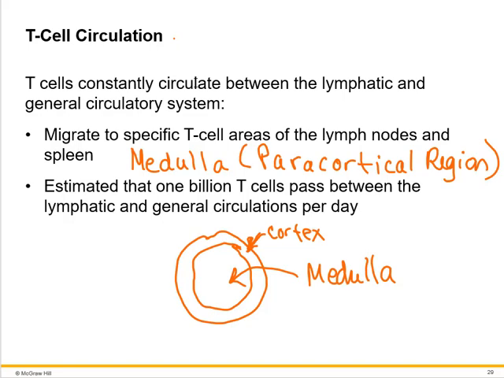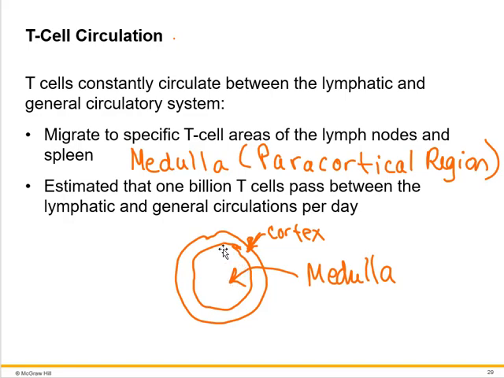So T cells are going to circulate in the lymph nodes and the spleen. They're going to migrate to a specific area which we call the medulla, which is also called the paracortical region. So it is estimated that 1 billion T cells pass between the lymphatic and the general circulation each day. So imagine that this is an orange, and the outside is like the rind of the orange. We call that the cortex, and the inside fleshy part is the medulla. So when we talk about the medulla, we're talking about the center of the lymph node and the spleen.